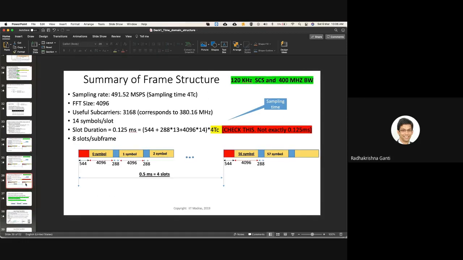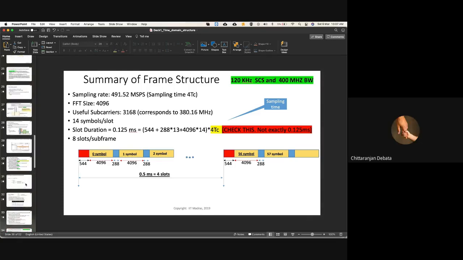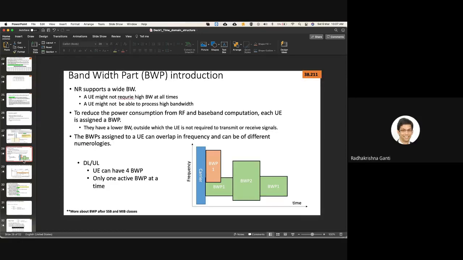Any questions before we proceed? Sir, in that bandwidth part slide, I have one doubt actually. Sure, please. Sir, here the bandwidth part 1 is being utilized by 2 UE at the same time. That means there is some overlapping. Because of that overlapping, there won't be any inter-carrier interference or something like that.